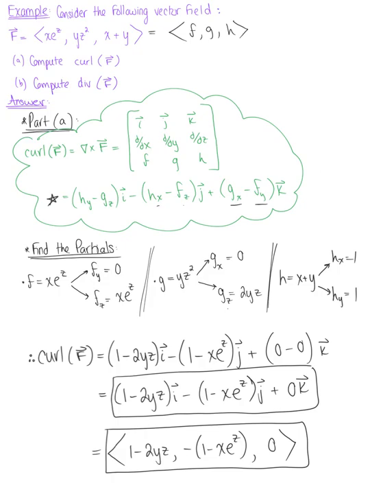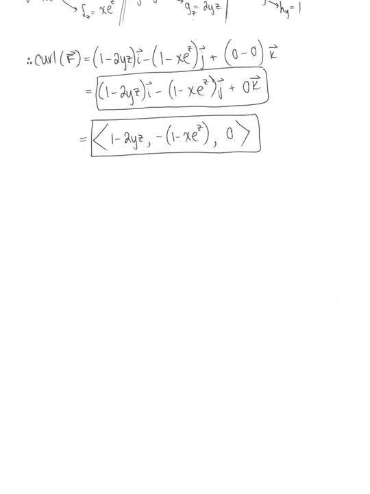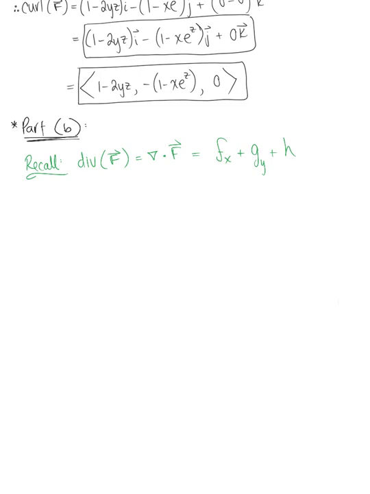Then for part B, we want to compute the divergence of our given vector field. Let's start by recalling that the divergence formula in 3 dimensions is defined as the gradient dotted with the vector field, so this is going to be a scalar valued result. We have the partial derivative of f with respect to x plus the partial derivative of g with respect to y plus the partial derivative of h with respect to z.